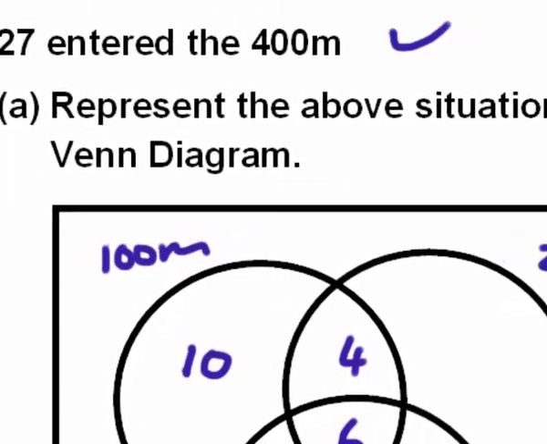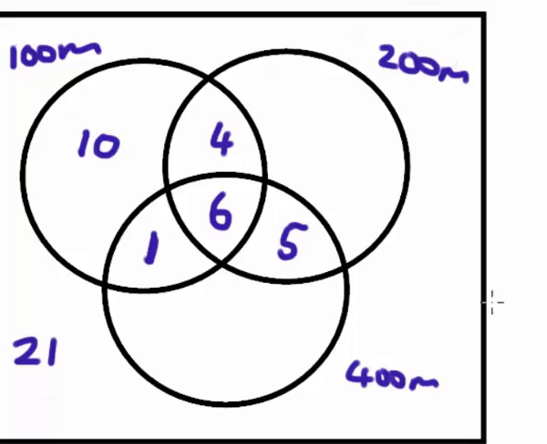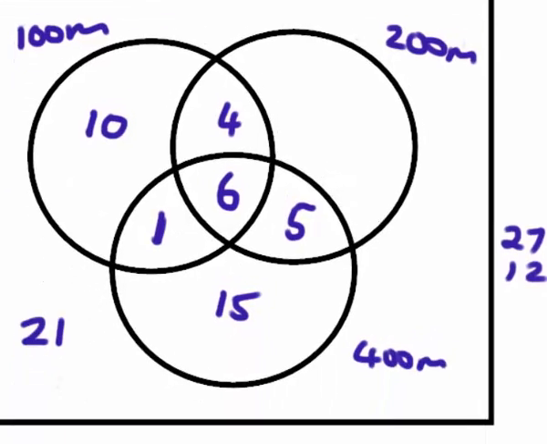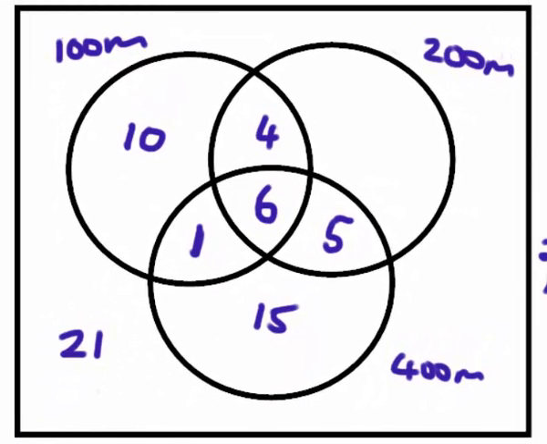Then what else do they say? 27 entered the 400, so 27 is in the 400. Now we've got 6 plus 5 plus 1, which gives you 12. The difference there is going to give you 15 if you subtract these. So 15 plus 5 is 20, plus 6 plus 1 is 27, who ran the 400. Okay, now all we have to do is find out what the remaining bits are, because all of these have got to add up to a total of 80 athletes.